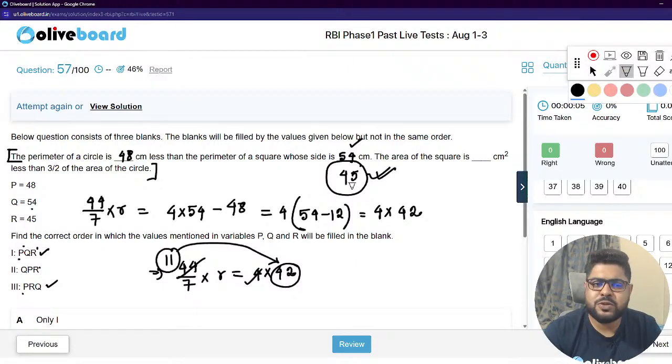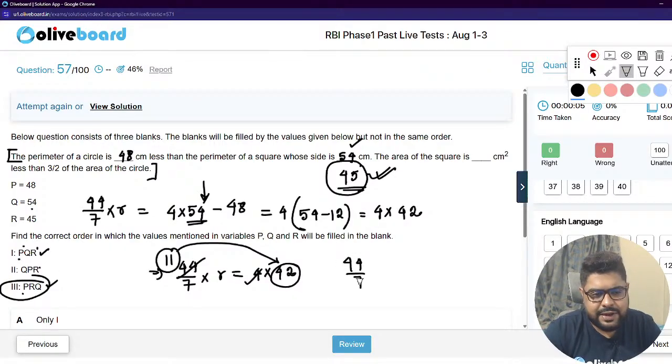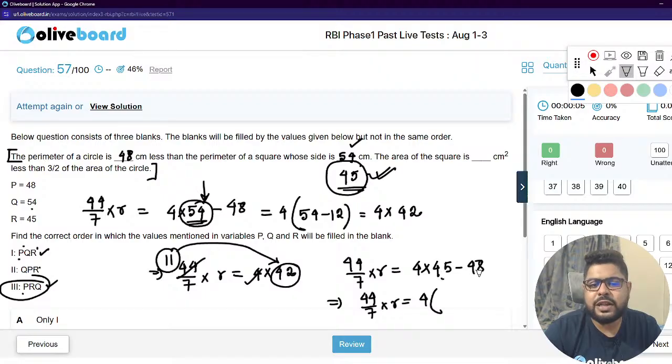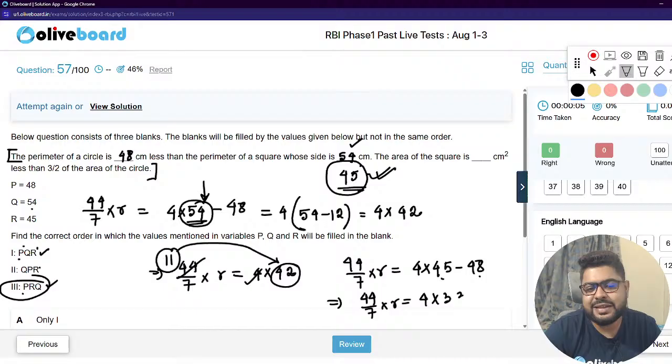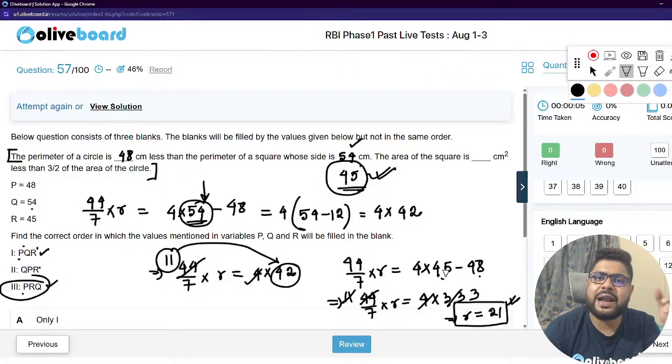So everything will be the same, only instead of 54, I'll write 45. If I take this option 3, it will be 44 by 7 into R, that will be 4 into 45 minus 12. Take 4 common. You see 45 minus 12, we can already see it is 33. 4 into 11, 11 3s. R is 21, and once R is 21, you see 11 cancels. R is an integer.